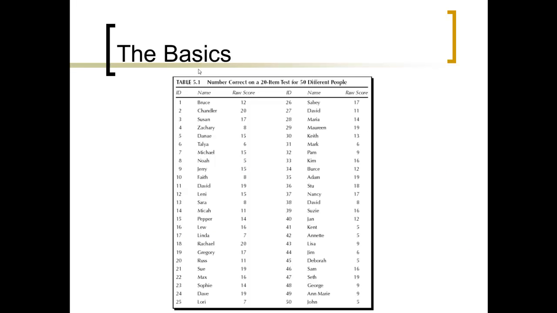And here we have your author's example of 50 students that took a 20-item test. So they had 20 questions. Let's say they were a point apiece, and you had 50 people who took it. And here are their student IDs, 1 to 50, and their names, 2 columns there full of names. And then we see their raw score. Bruce barely made it on this test, but evidently Chandler must have studied the night before, and so he got a 20. Susan might have missed 3 questions. She probably got a high B. Zachary didn't get it done.